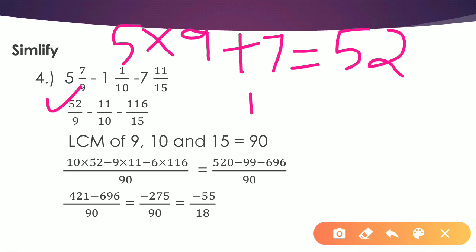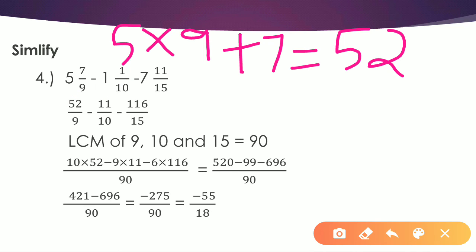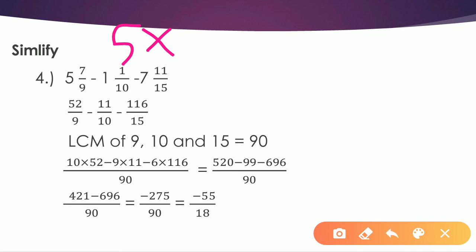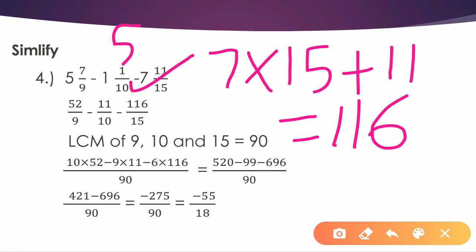Second, 10 into 1 plus 1 gives you 11. So in the numerator write 11 and the denominator will be the same. In the similar way, for the third rational number, 7 into 15 plus 11 gives you 116. So in the numerator write 116 and the denominator will be the same, 15.